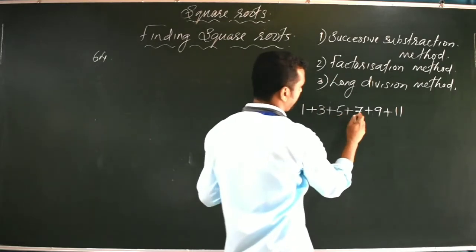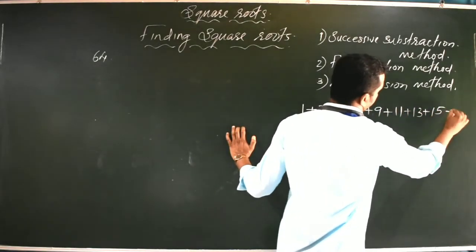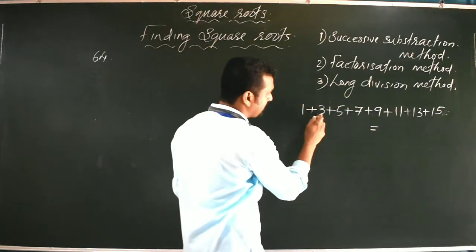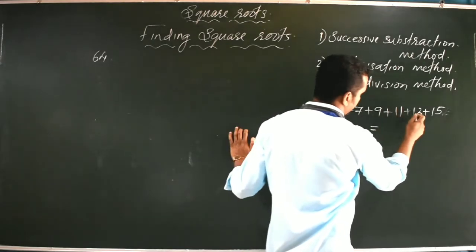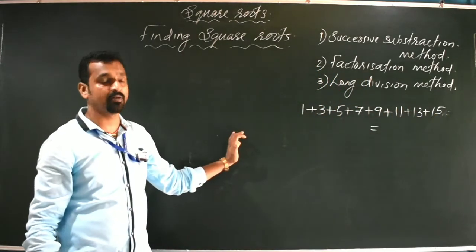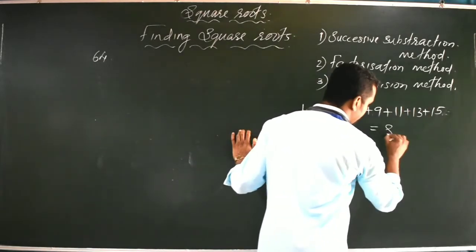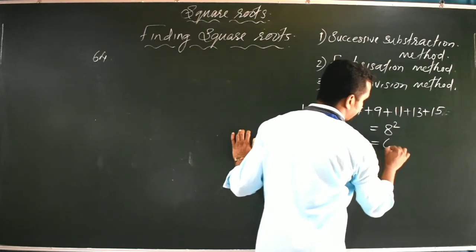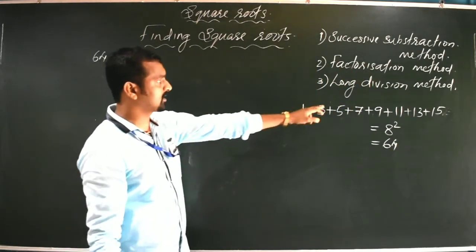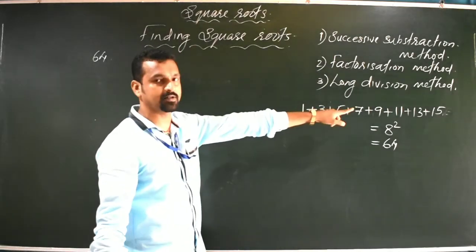1, 2, 3, 4, 5, 6, 7, 8. If I add 8 consecutive odd numbers, then it will come 8 square, that is equal to what is the answer? 64. So this successive subtraction method is related to this property, that is why I told this one.